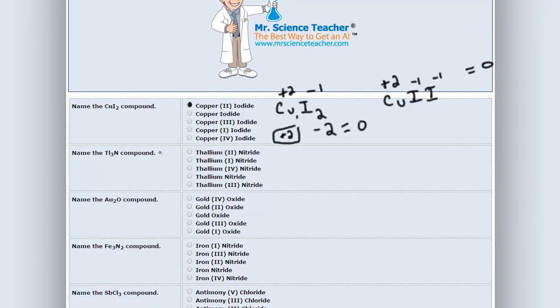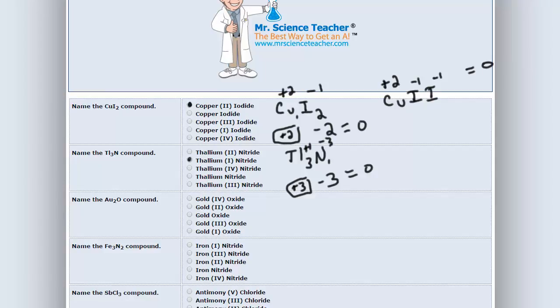Name the Tl3N compound. We have to get to 0. Nitride has a -3 charge. -3 times 1, because there's only one of the nitrides, is -3. We have to get to 0. This is a +3. We have 3 of the thalliums, so something times 3 is a +3, and that something is a +1. So we have thallium 1 nitride.